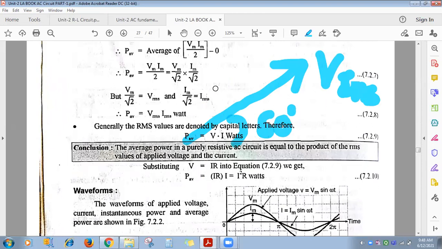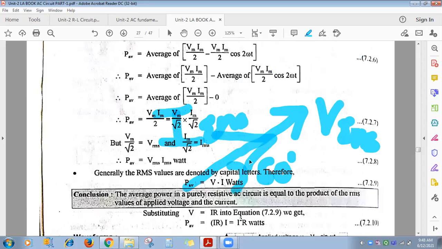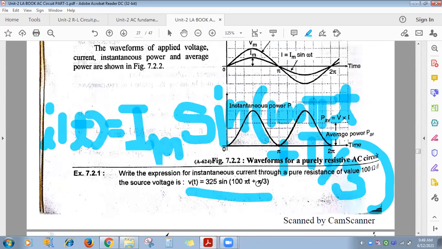And what about the current? The current waveform is also the same, in phase with it. This is the phasor diagram. So see, is there any phase difference between voltage and current? No. Okay, no phase difference is there between voltage and current. Only the thing is, in the phasor representation they are in the first quadrant. You can see at the origin this waveform is having some positive value.